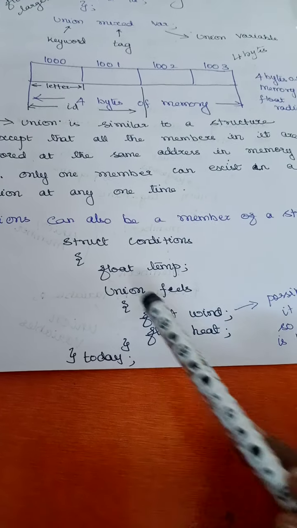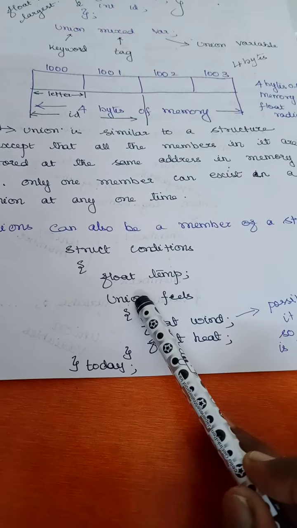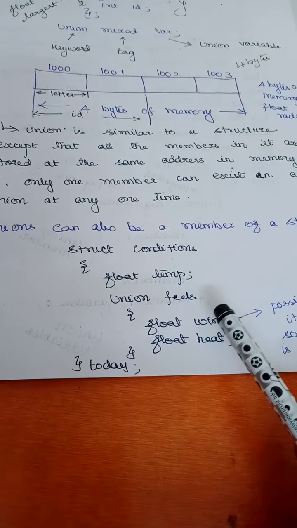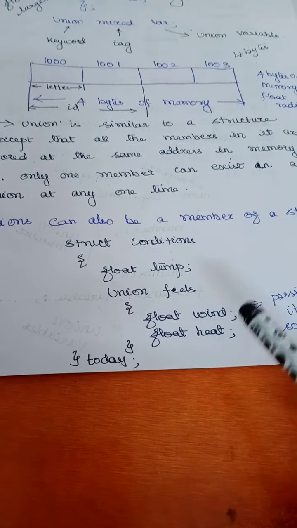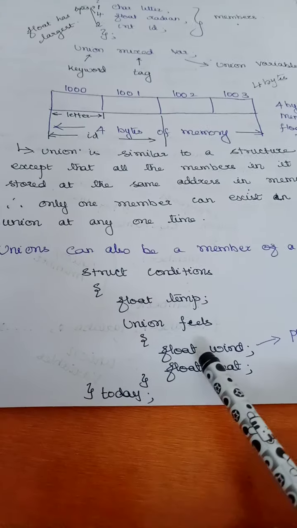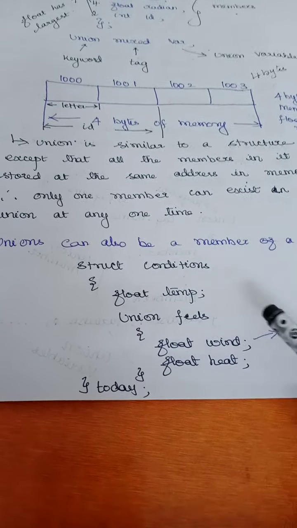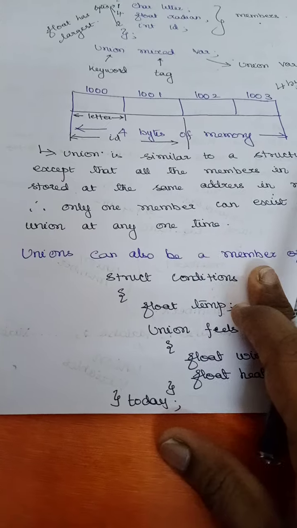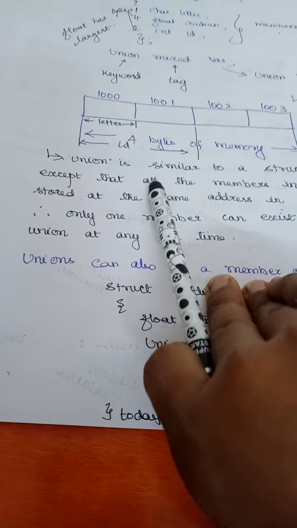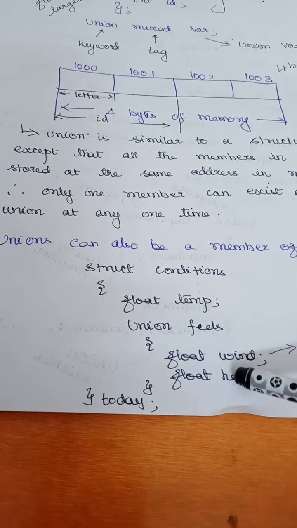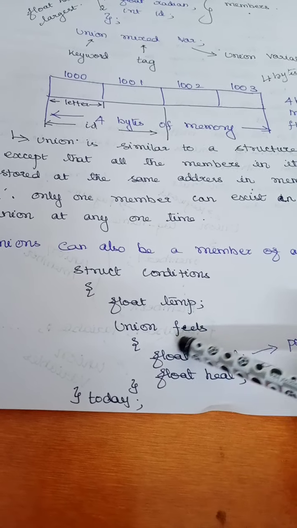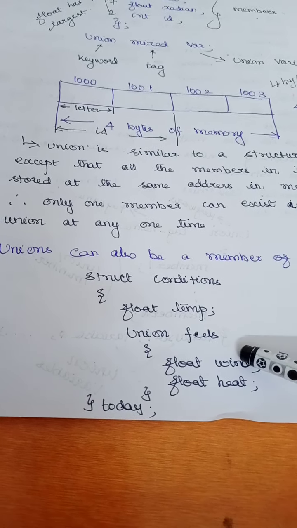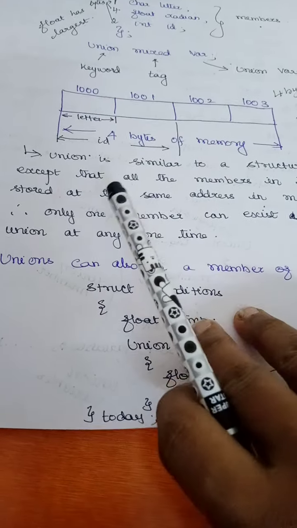So I can use a union instead of a structure. I'm going to store either a value of wind at a time, or else I'm going to store the value of heat at a time, right? In that case you can go for using the union instead of a structure. In case of a structure, memory will be allotted for both of these things, but here only one memory of 4 bytes will be used. Either I can store the wind value or else I can store my heat value, right?